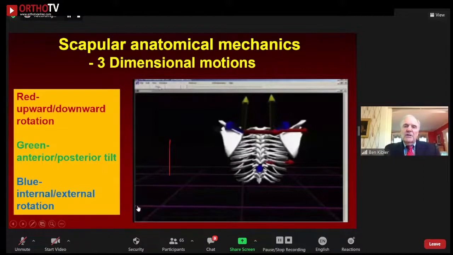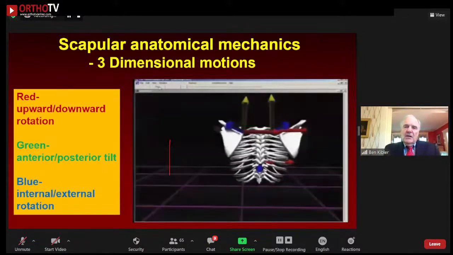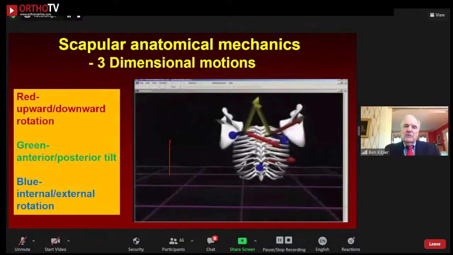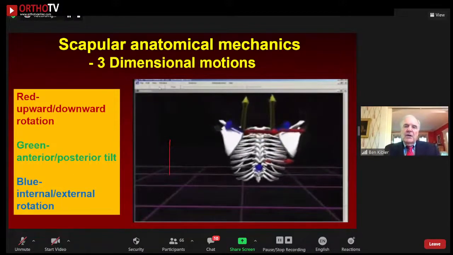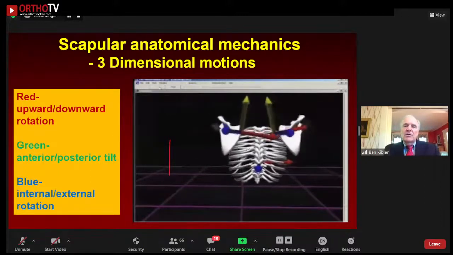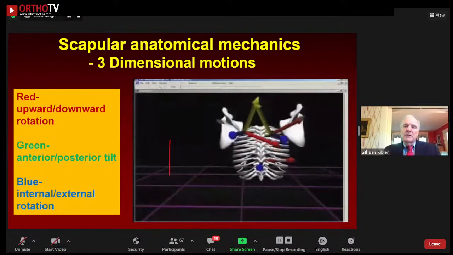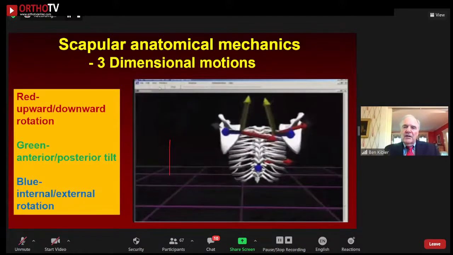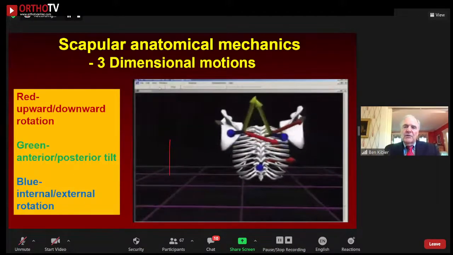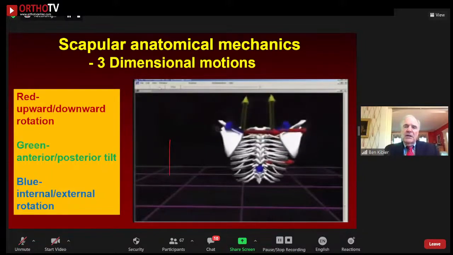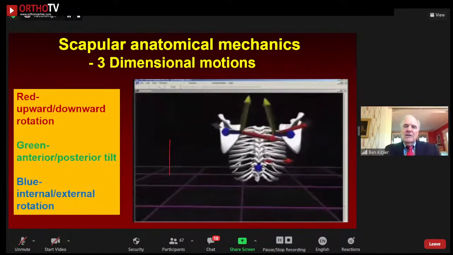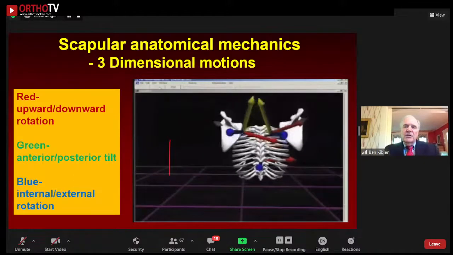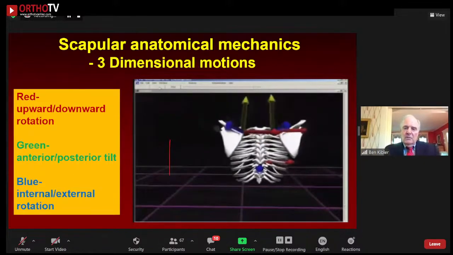This video runs 4 times, so you can watch one of the motions each time. As this starts, you can see, watching the red, the scapula moves into upward rotation. If you watch green, it goes into posterior tilt. And the blue, it goes into a little bit of internal, then goes to external rotation as the arm goes overhead. The result is placement of the acromion into the most advantageous position for arm function.